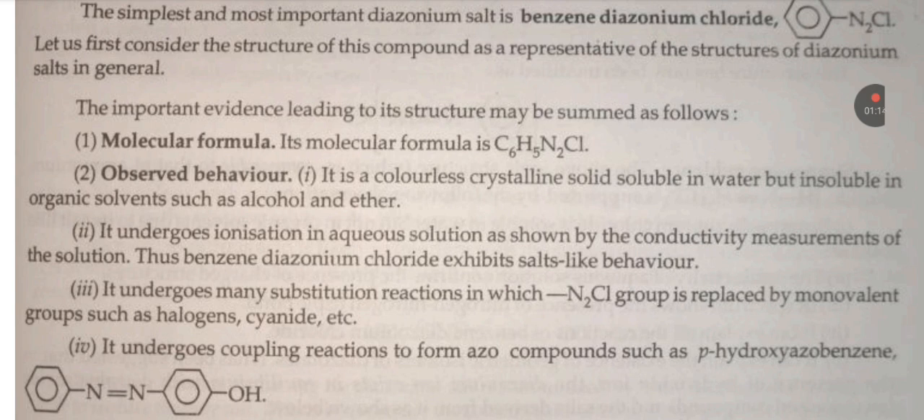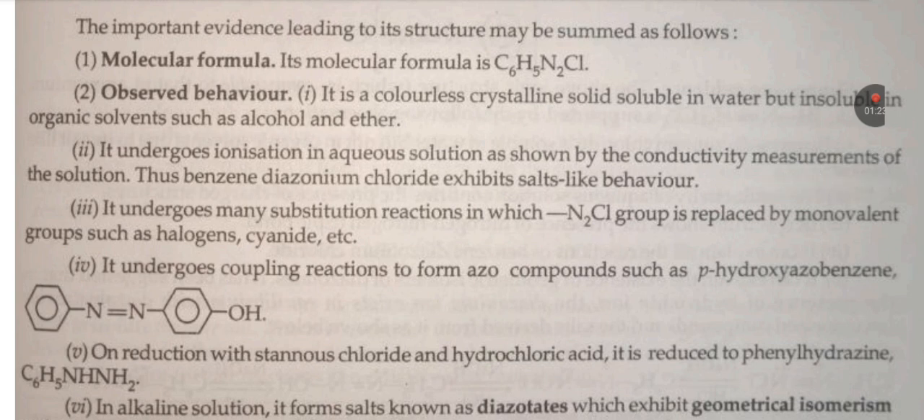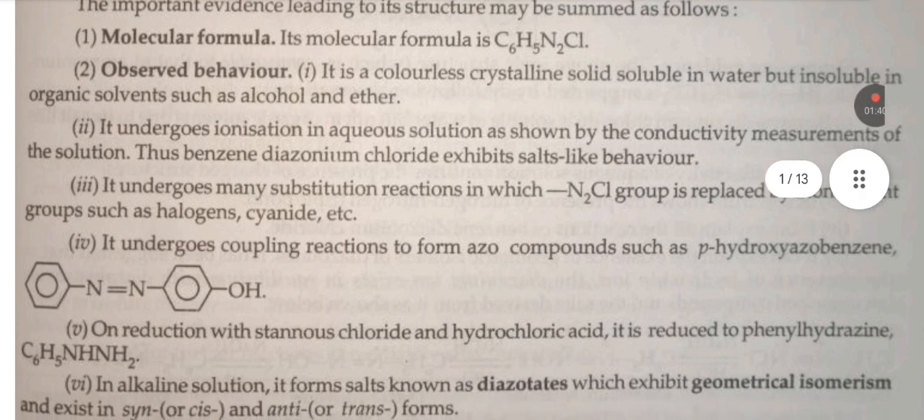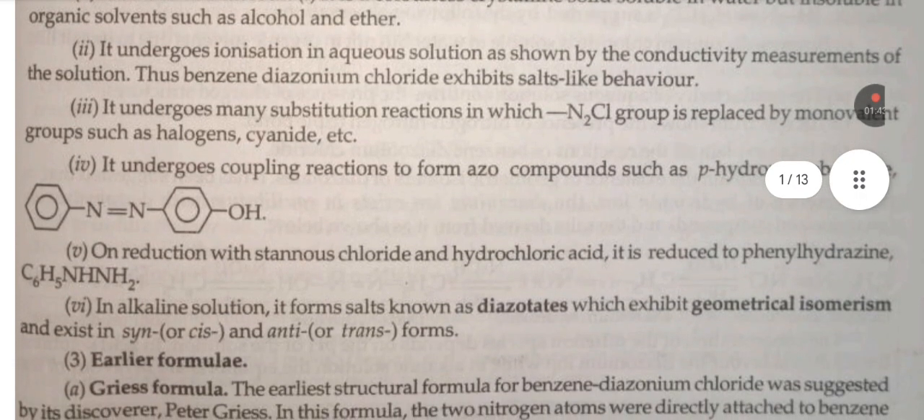Let us first consider the structure of this compound as representative of the structure of diazonium salts in general. Important evidence leading to its structure may be summed up as follows. Molecular formula: C6H5N2Cl. Observed behavior: it is a colorless crystalline solid, soluble in water but insoluble in organic solvents such as alcohol and ether. It undergoes ionization in aqueous solution, as shown by conductivity measurement. Thus, benzene diazonium chloride exhibits salt-like behavior.